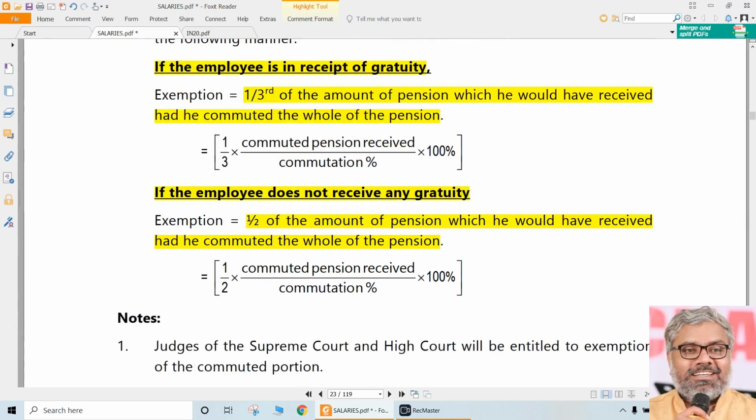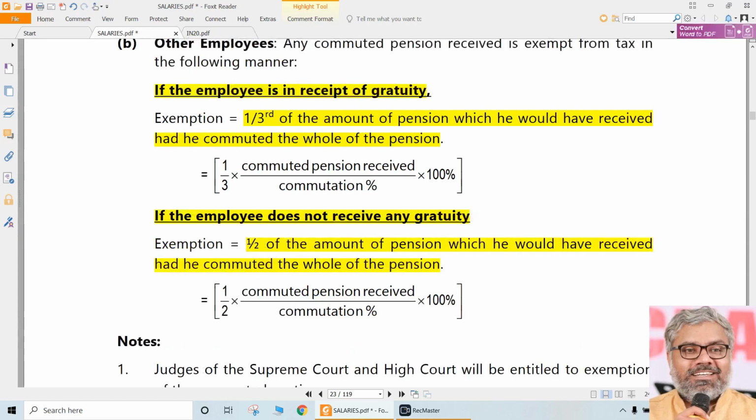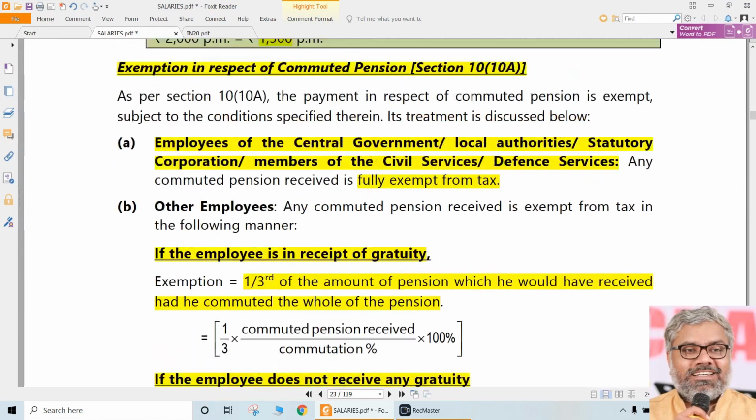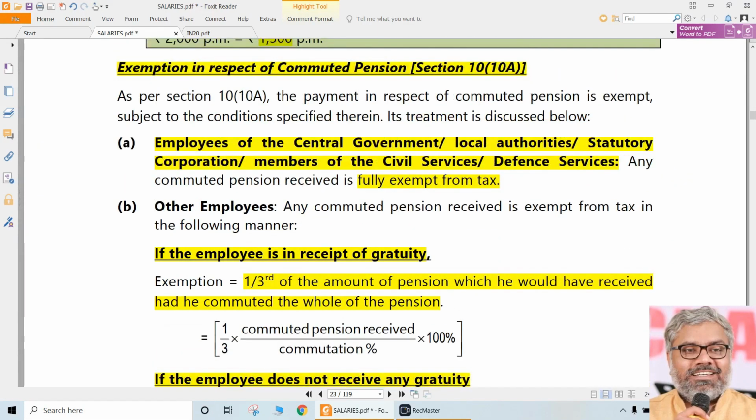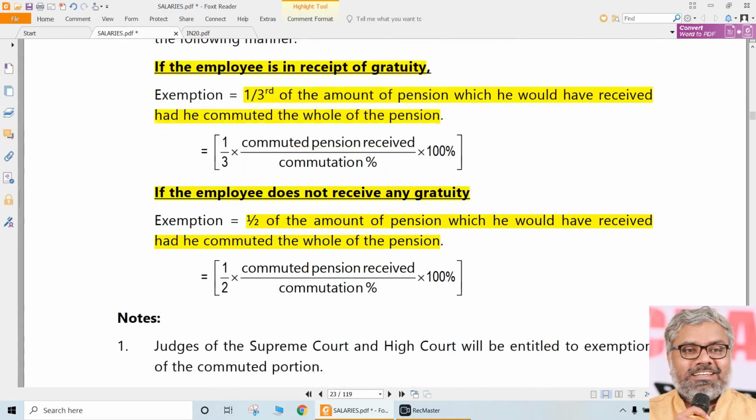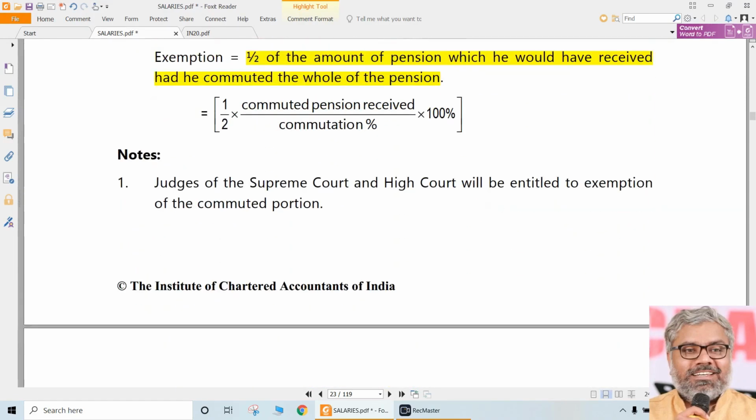You need to remember the sentence also. If you want to just apply the formula, you can remember the formula also: 1/3 or half into commuted pension into 100 divided by percentage of commutation. That's the formula for exemption of commuted pension for non-government employees under section 10(10)(a). That's it. That is about commuted pension.